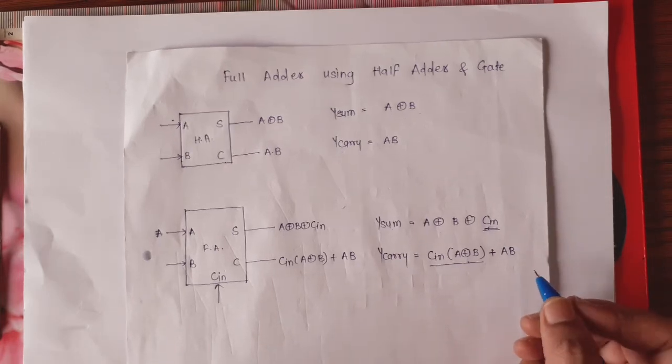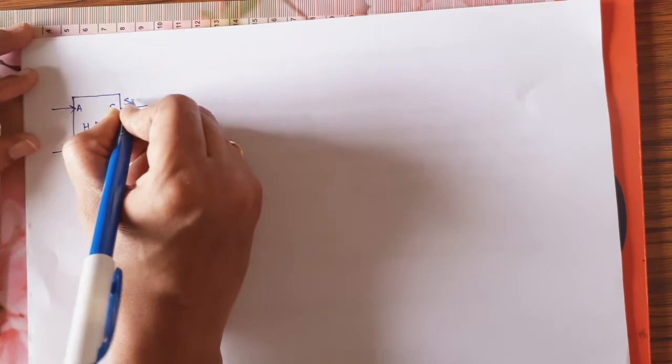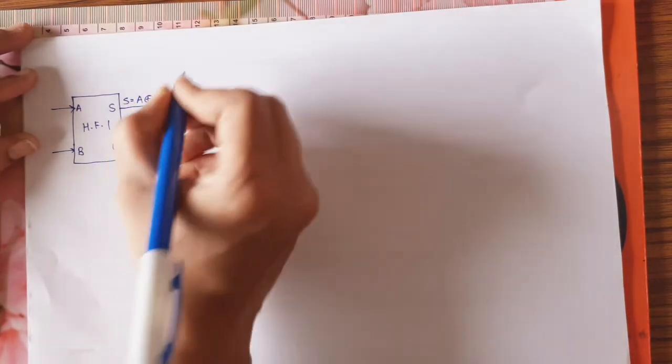Now let us see how to draw circuit diagram very easily for full adder using half adder and few gates. So this is the first half adder, which is receiving two inputs A, B. We know sum of half adder is produced by XORing two inputs and carry is produced by ANDing these two inputs.